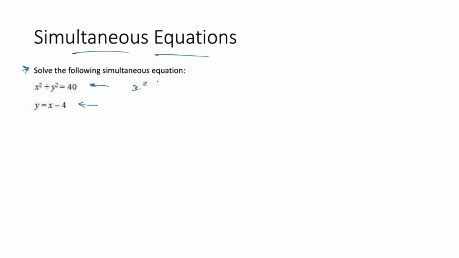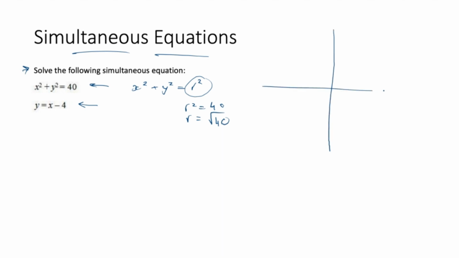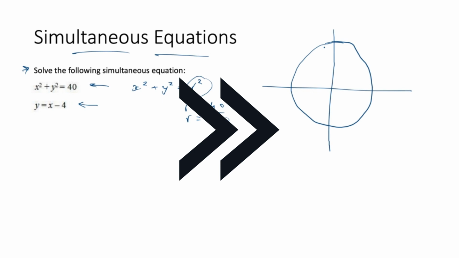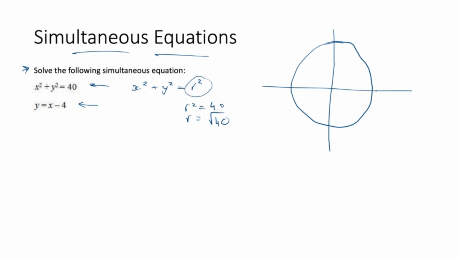Circles have an equation in the form of this. r stands for radius. So r squared is 40, so the radius is square root 40. If I was to draw this on a graph, it would look something like this. Now this is an ugly circle, but it would look something like this.